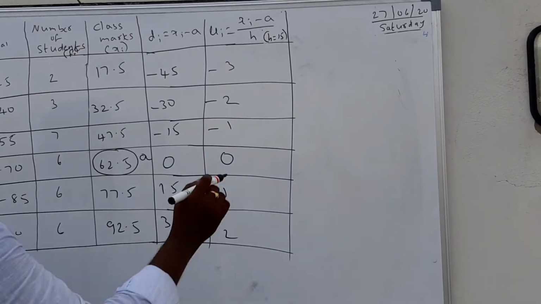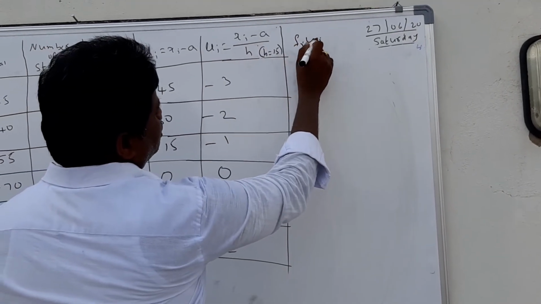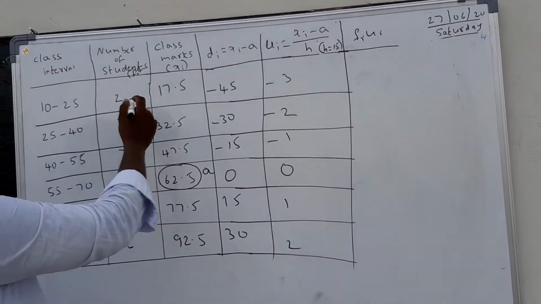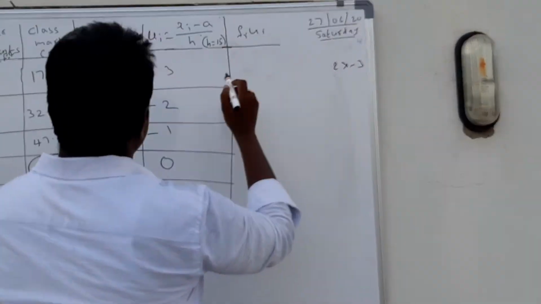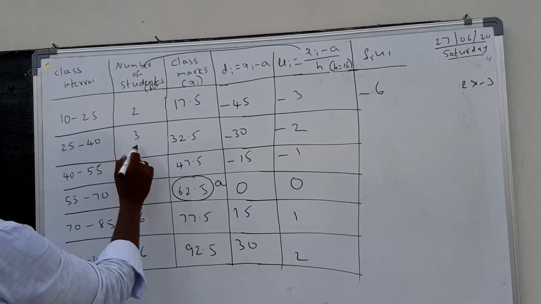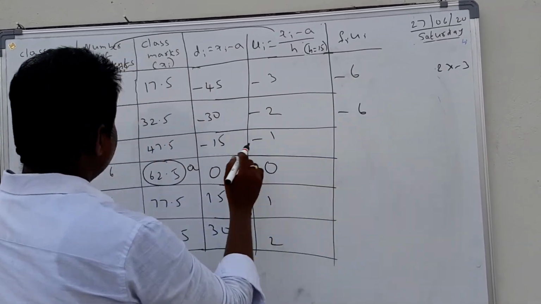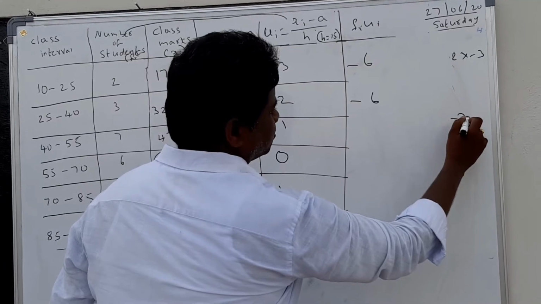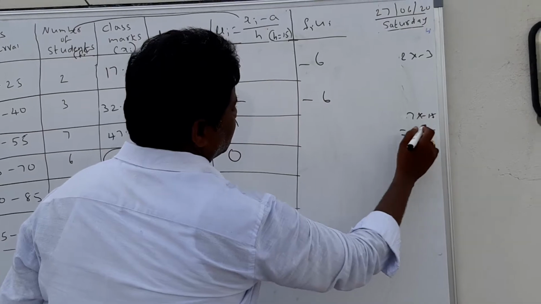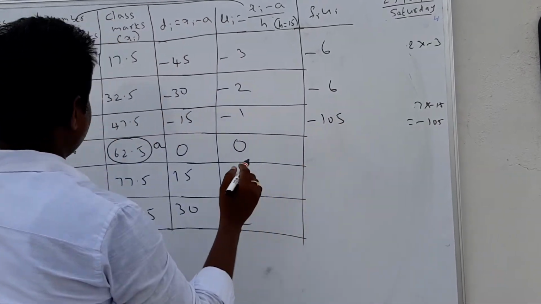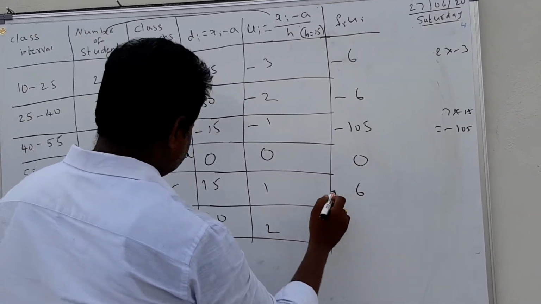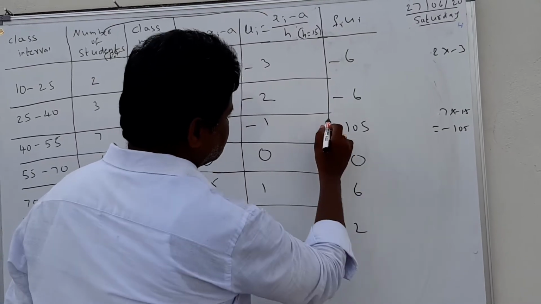After that you have to calculate fi ui. This is the fi and this is the ui. That is 2 into minus 3. You have to multiply this and this. 2 into minus 3 is minus 6. Next, 3 into minus 2, this is also minus 6. 7 into minus 1, minus 7. 6 into 0, 0. 6 ones are 6. 6 twos are 12.